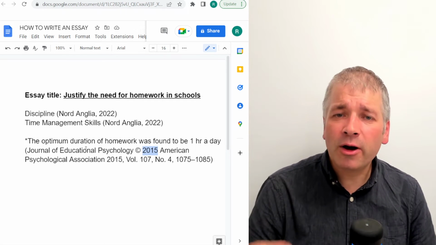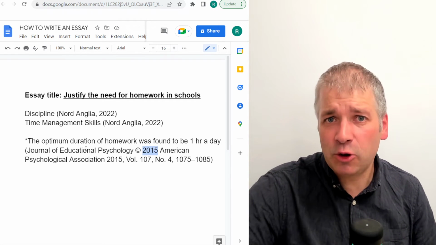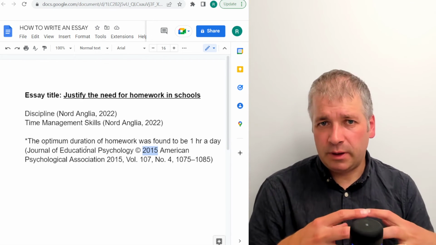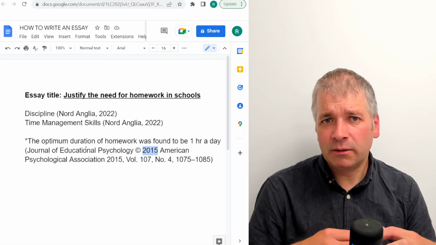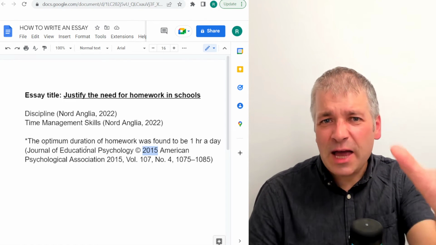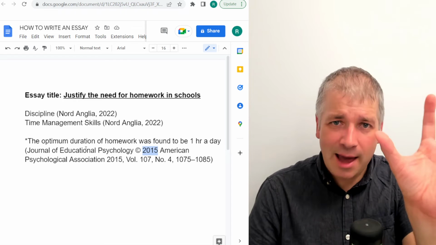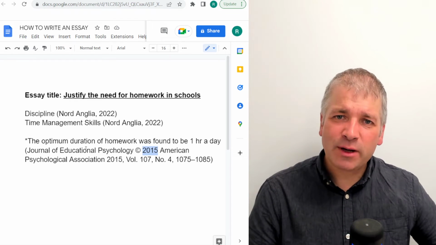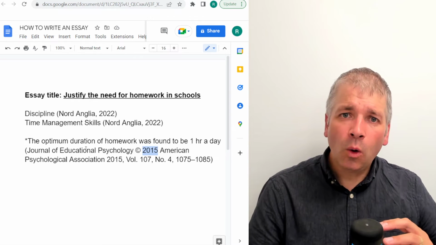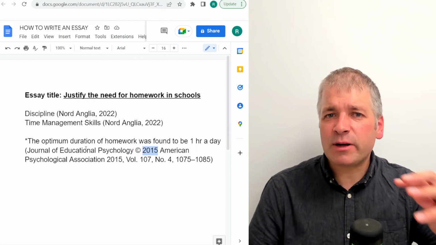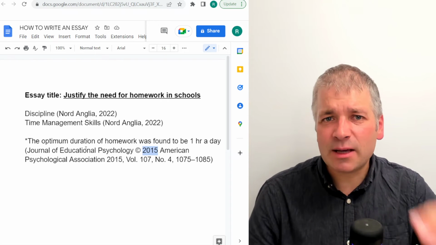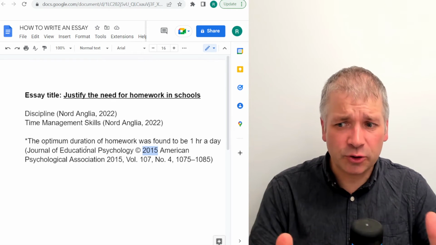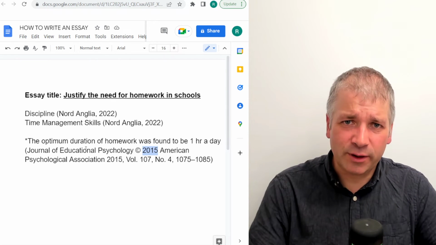Also, which arguments seem to be against your main idea? You also need to group those. And then you need to think, does the evidence in favour of my essay aim outweigh the evidence against it? Or is there a reason why the evidence against it is wrong or can be disregarded? So there's a number of analytical steps to do here while you're organising your evidence.